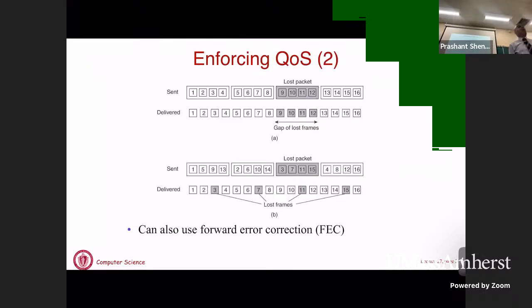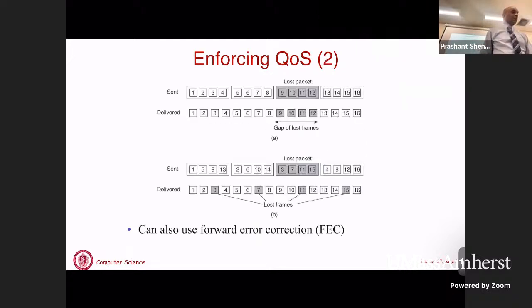So that's one. Second problem is data can also get lost. In the previous case, I said no data was getting lost. There was just variable delay. But data can actually get lost. What are you going to do? You don't have time to wait and retransmit the data. There's not enough time. So you can do other things.